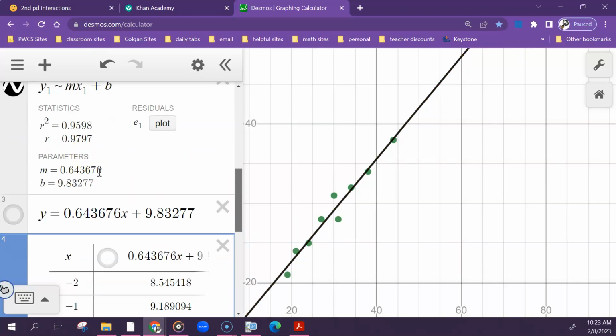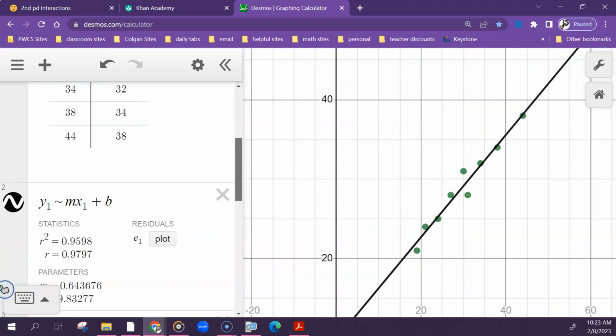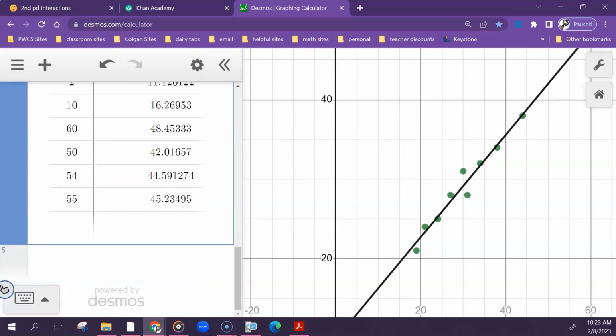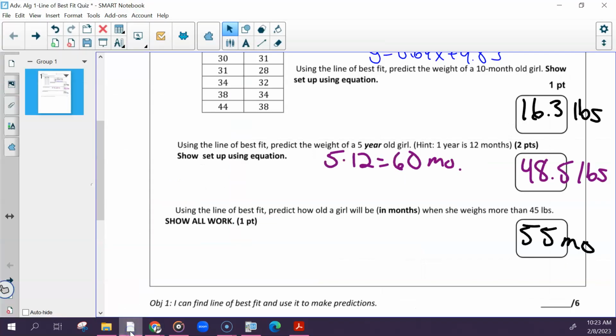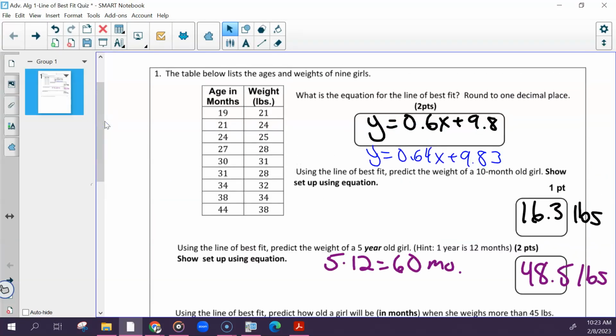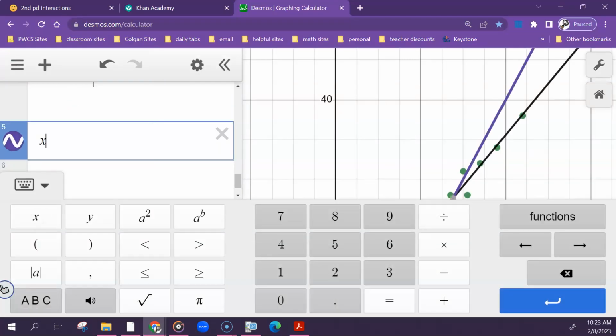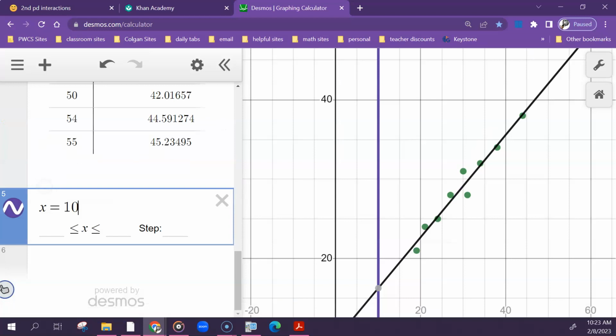And we found our line of best fits, and we wanted to use x equals or y equals. In this first equation, since we're looking for y, this will be our x, so we can say x equals 10. And just type that in. And find where those two lines intersect. And that would tell you the answer of 16.27 or round to 0.3, either or.